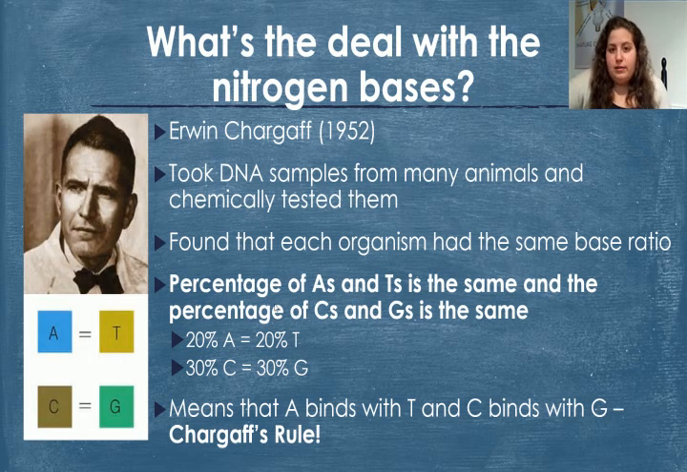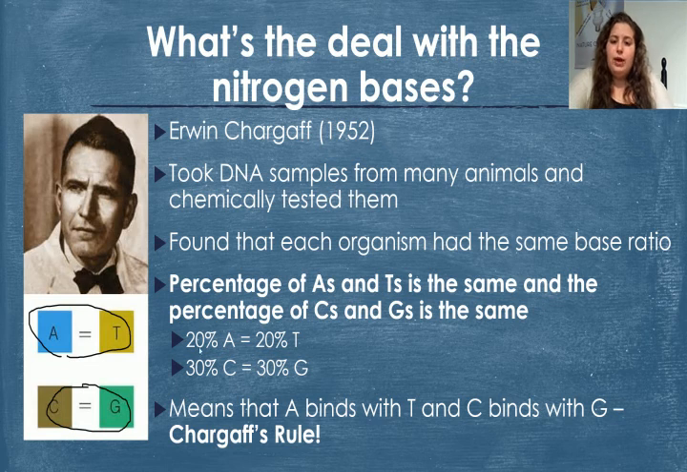What that means is, of the 4 nitrogen bases in DNA, adenine, thymine, cytosine, and guanine, the amount of A was equal to the amount of T, and the amount of C was equal to the amount of G. So that means if you had something that was 20% adenine, you would have 20% thymine. And put those together, well, that's 40%. You need to find out what the other 60% is, and that's 30% cytosine, 30% guanine.